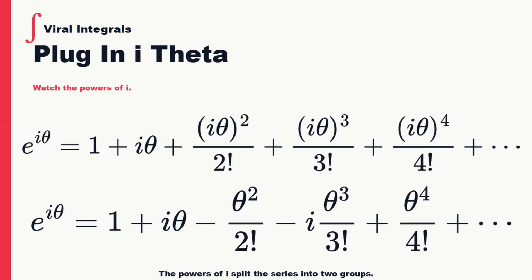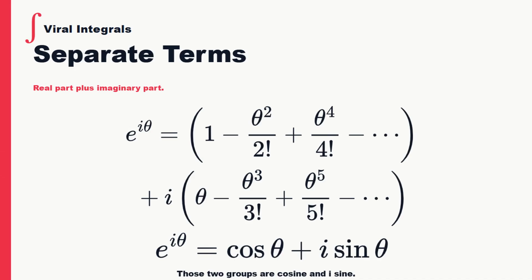Plug i theta into the exponential series. The even powers of i become real, and the odd powers keep one factor of i. Now group the real terms and the imaginary terms. The real group is the cosine series, and the imaginary group is i times the sine series.